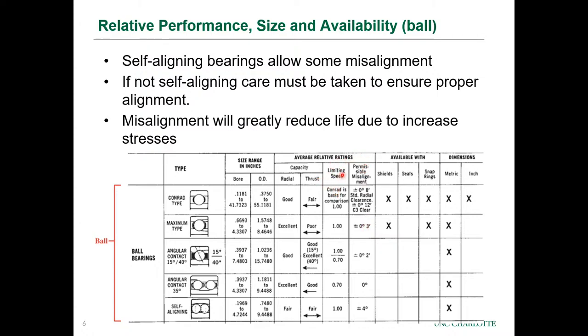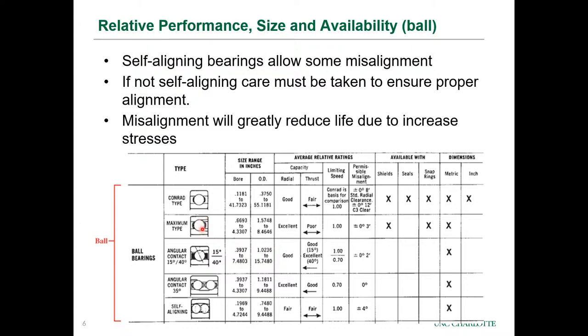The limiting speed is relative to the Conrad type bearing. This is the Conrad type, the most popular type. So a speed rating of 0.7 means that if you went to a bearing of this type, you can only go at 70% of the speed. And then the design also shows you how good it does in radial loading and thrust loading. So this is your capacity for radial loads and thrust loads. For example, Conrad type is good in radial loads, and it's fair in thrust loads, and you can pick that out just by looking at it.